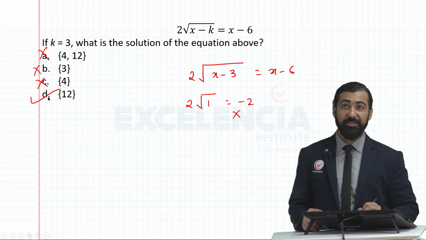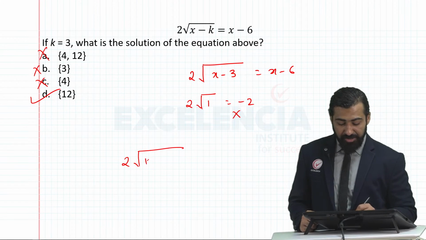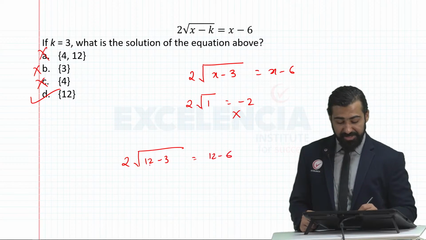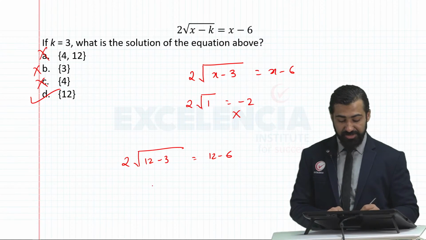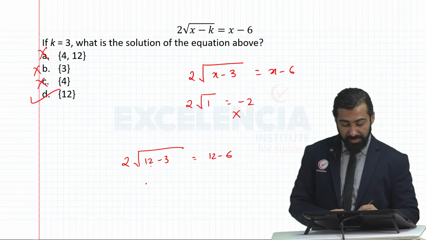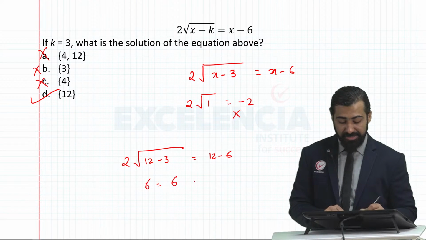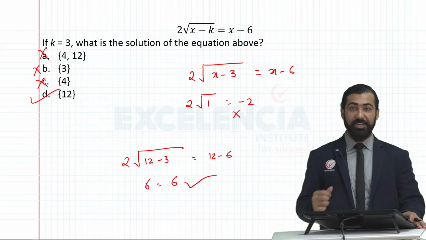Option D is correct. So let's verify if option D is actually correct. So 12 minus 3 is 9. Root 9 is 3. 3 times 2 is 6, and on the right side 12 minus 6 is 6. So I'm getting 6 is equal to 6, which is true. So option D, 12, is correct.